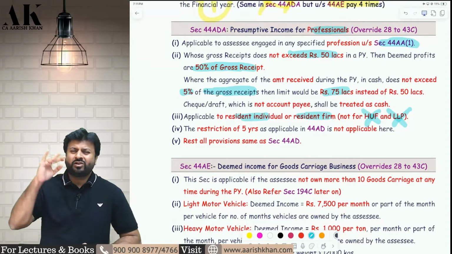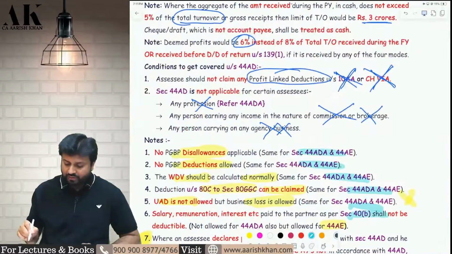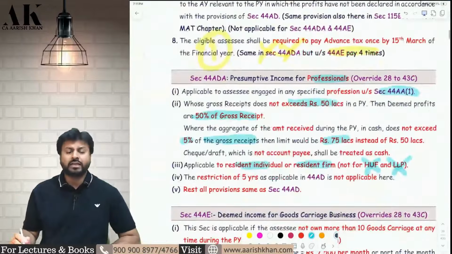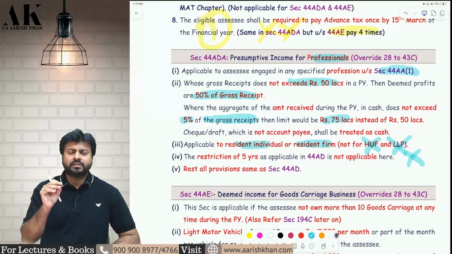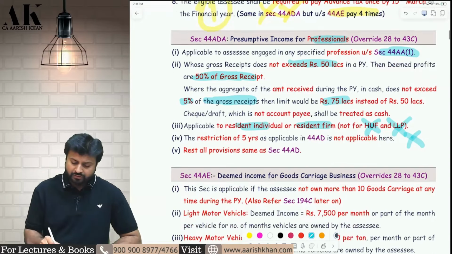The rest of the provisions are the same as the previous section. I have written everything in the bracket, what is the same and what is different. You don't have to follow that again and again. Sir, what about the 5 years restriction, is it there here? No. Here there is no restriction of 5 years. The 5 year restriction is there in only 2 sections under the entire income tax law. One is 44AD, one is 115BBF. The rest of the provisions are the same.